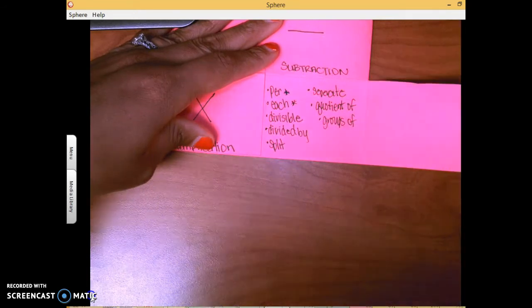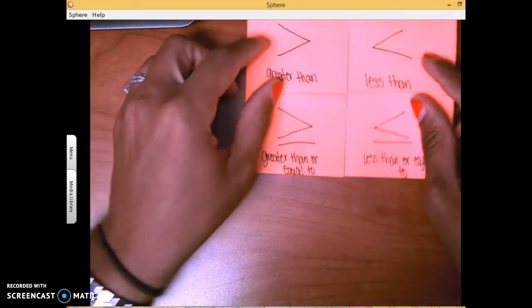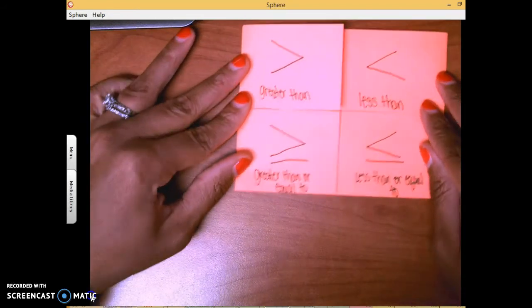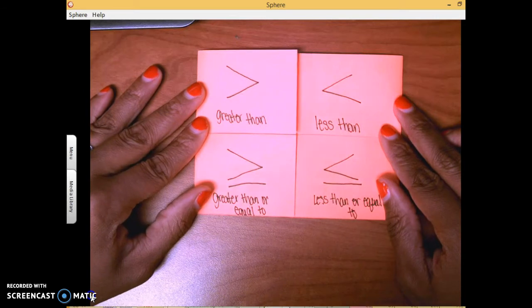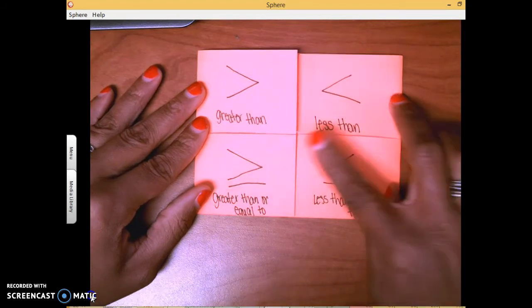Great. Okay, so we're going to go to our next little foldable, and we're going to title the front. So hopefully you go ahead and pause the video and title the front: greater than, less than, greater than or equal to, less than or equal to.